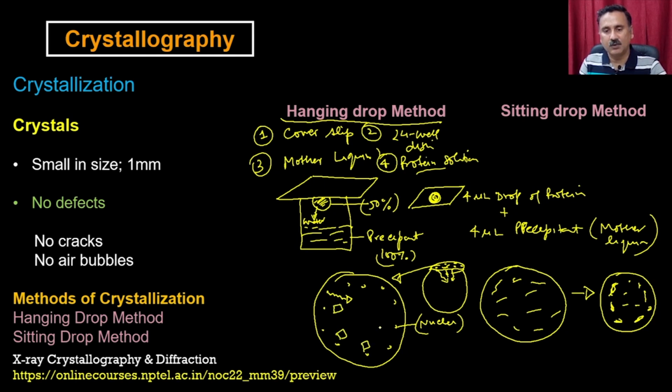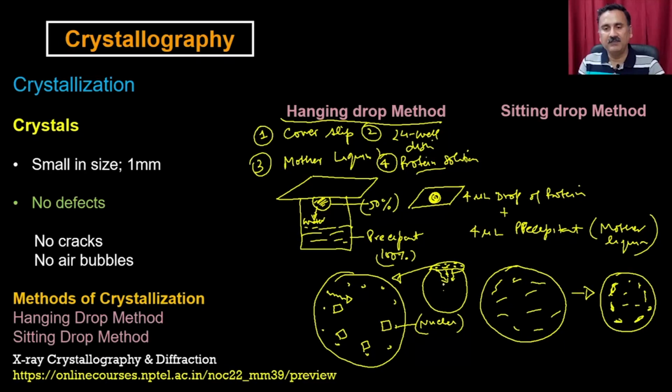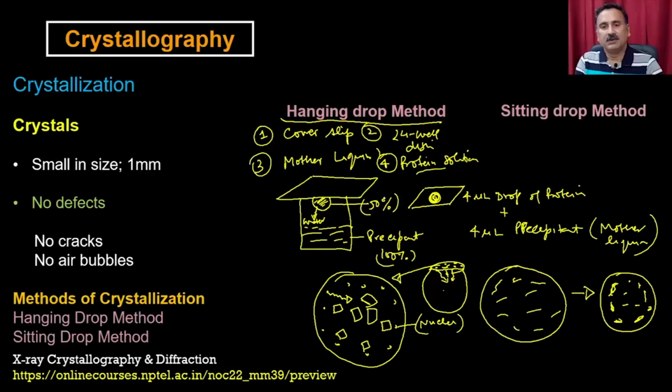So in the second row you are going to get the crystal, and as these crystals go to the center of the drop, they start collecting the protein, and that's how you are going to get bigger protein crystals in the center of this particular drop. This is the ideal situation under which you are going to see crystallization. So this is all about the hanging drop method.